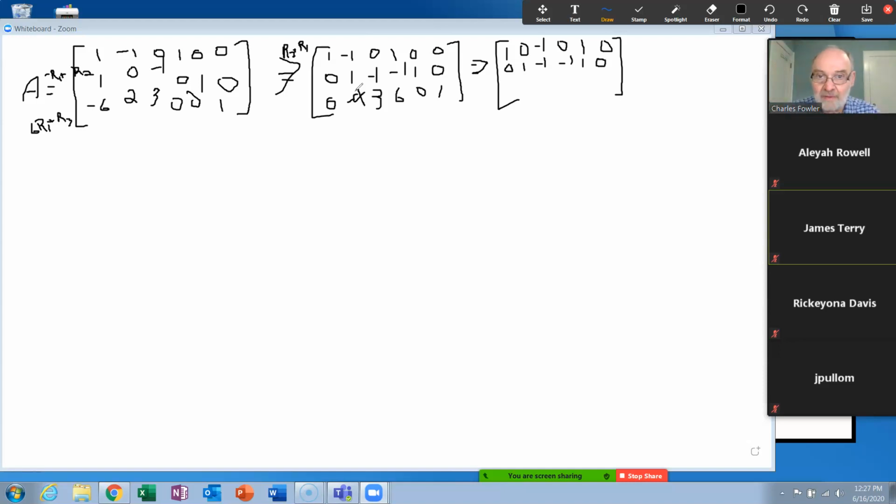All right, so we want that negative 4 to be a 0. How do we make that happen using row 2? Multiply positive 4 by row 2 and add it to row 3. Got it. 4 row 2 plus row 3 should give it to you. So let's see what happens.